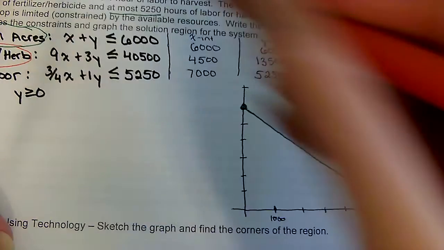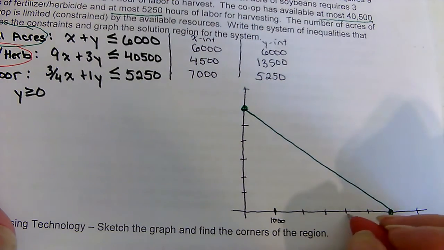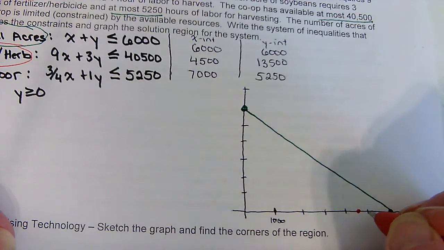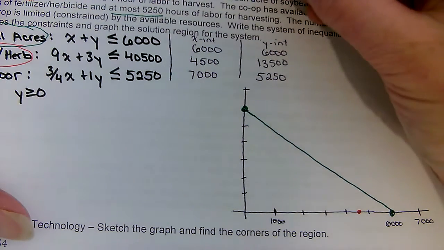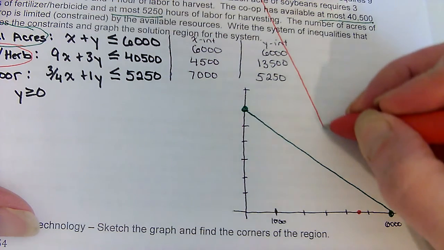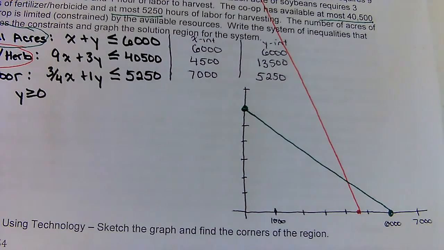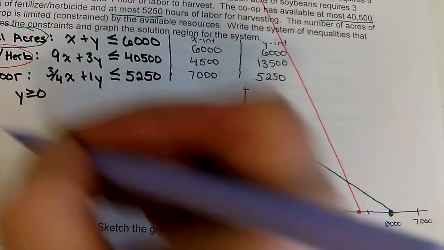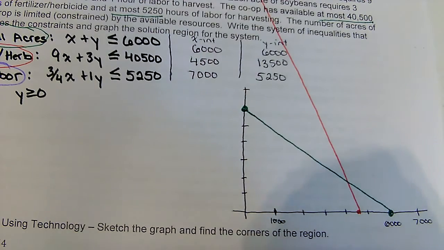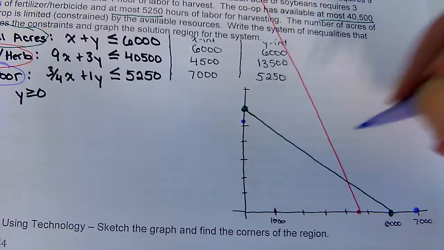The fertilizer and herbicide: so 4,500 on the x-axis, 1, 2, 3, 4, right there. And that's the one that goes all the way to 13,000. It's going to be way up here, something like this. Oh, I've got another color here. Yay. Labor. On the x-axis, it goes to 7,000. And then on the y-axis, 1, 2, 3, 4, 5, and a little bit there.